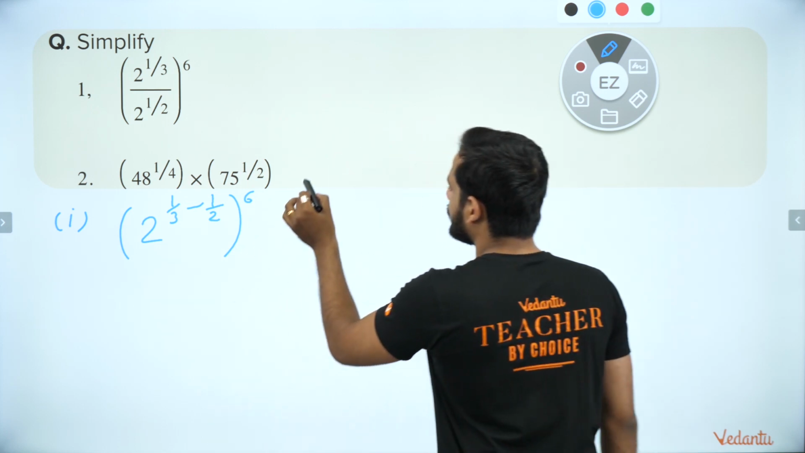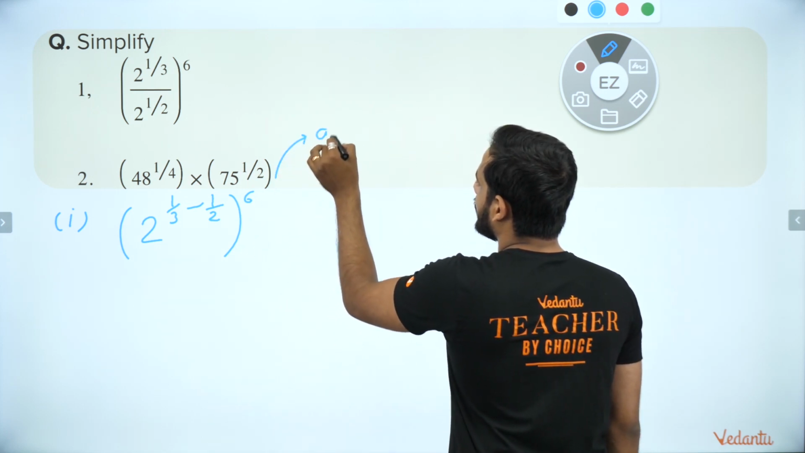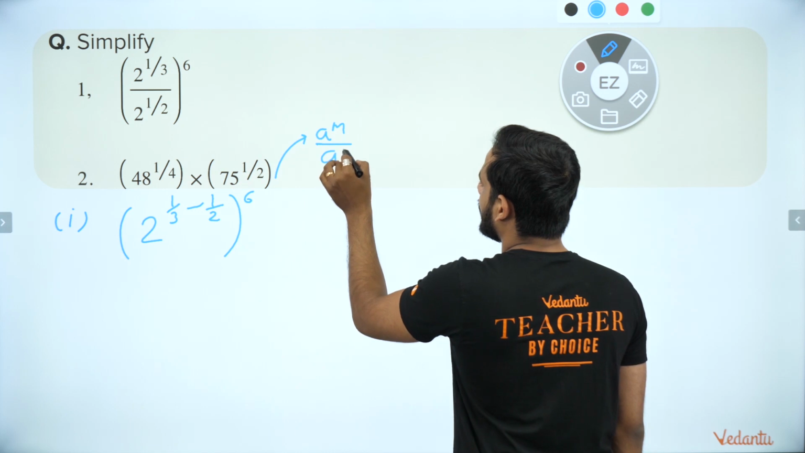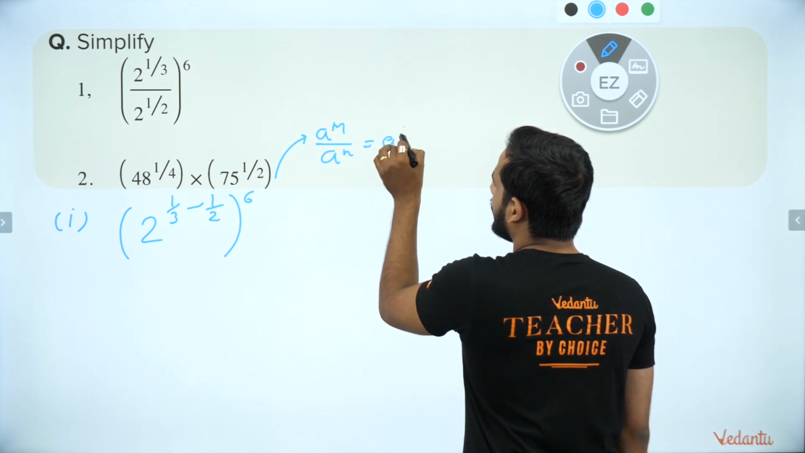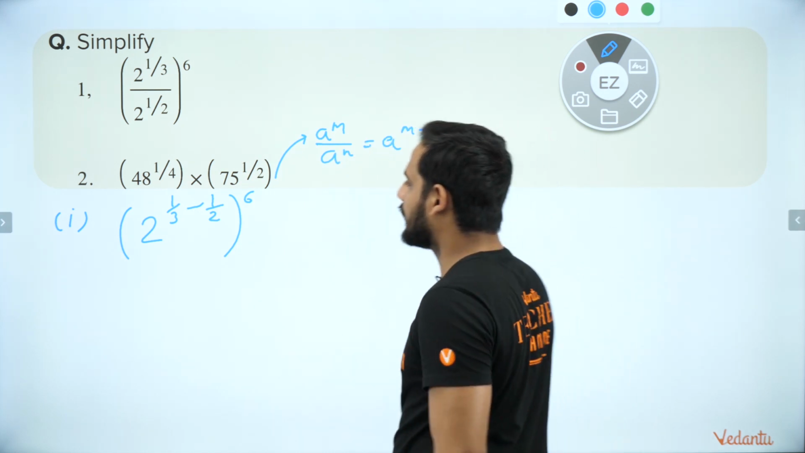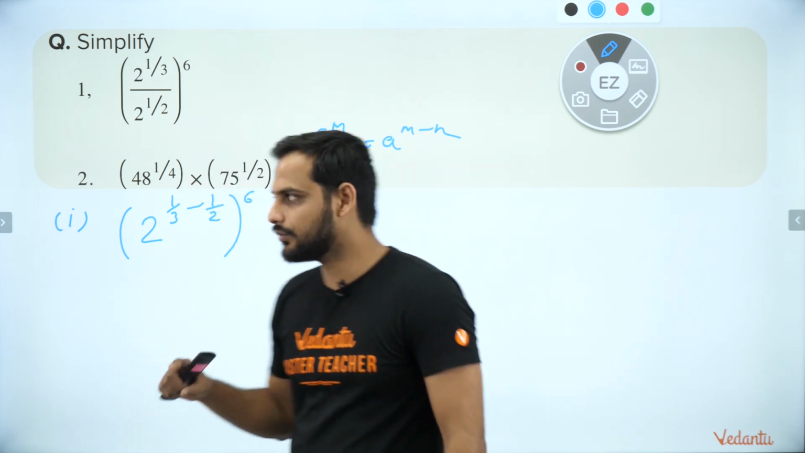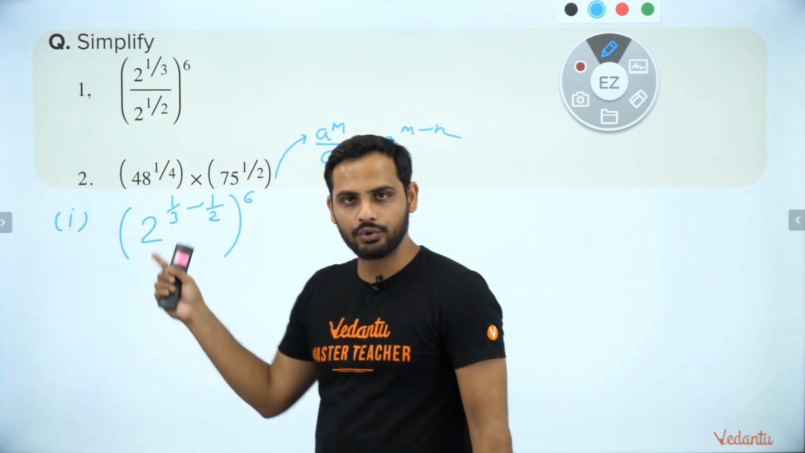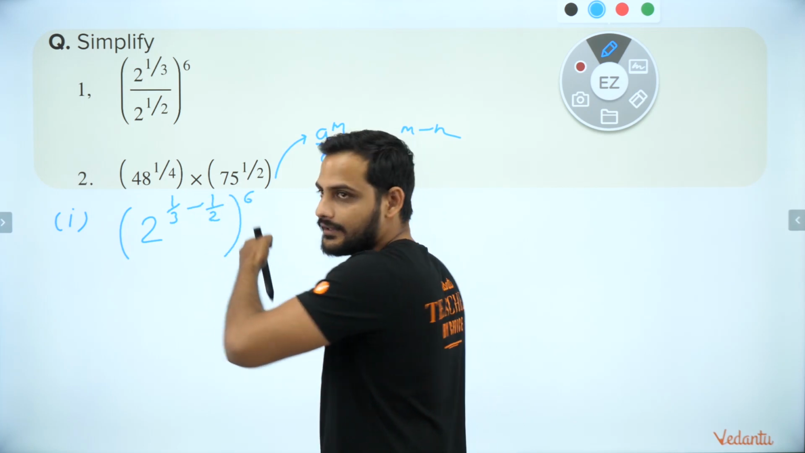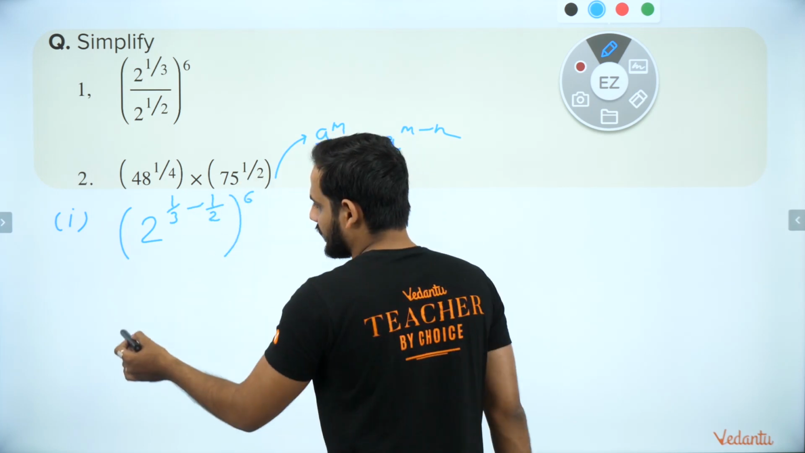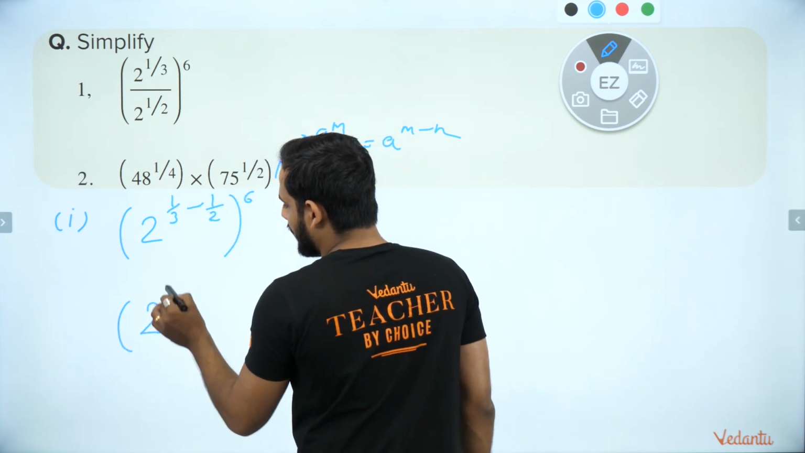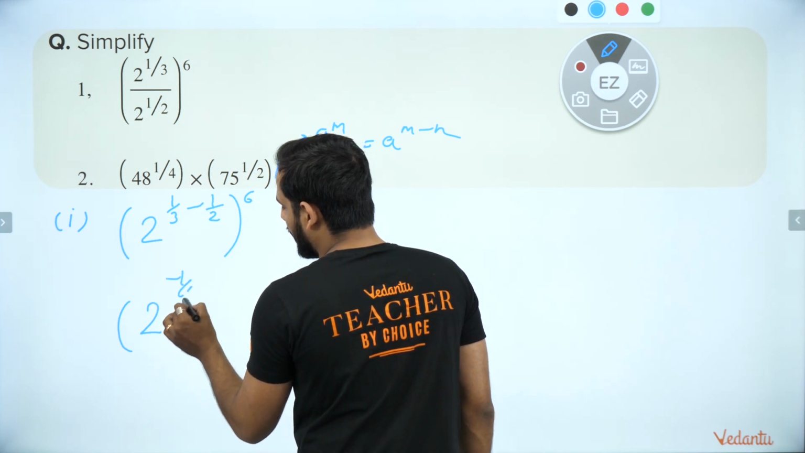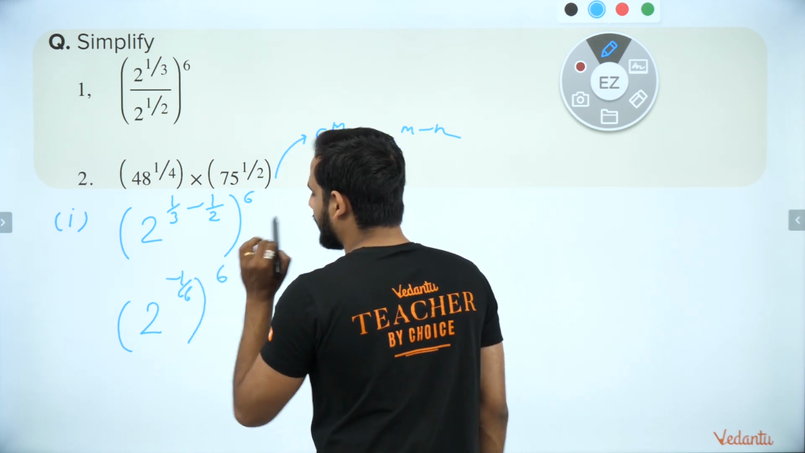Which identity have I used here? I have used a raised to the power m upon a raised to the power n is a raised to the power m minus n. Now let us subtract 1 by 3 and 1 by 2. Take the LCM, 3 into 2, which is 6. You will get 2 minus 3 by 6, which is minus 1 by 6. So what you got is 2 raised to the power minus 1 by 6, whole raised to the power 6.